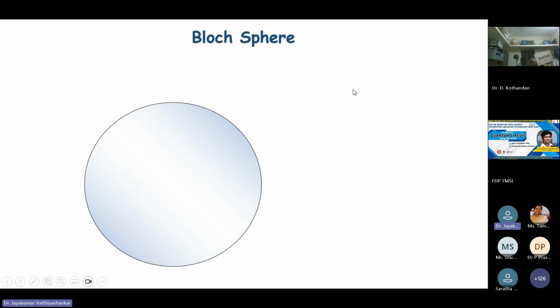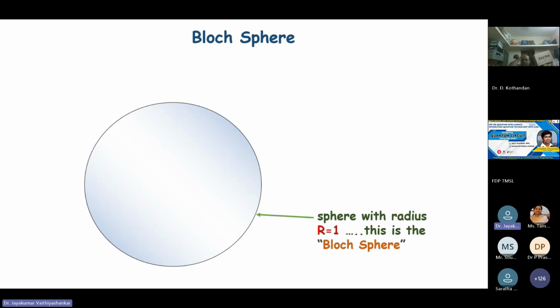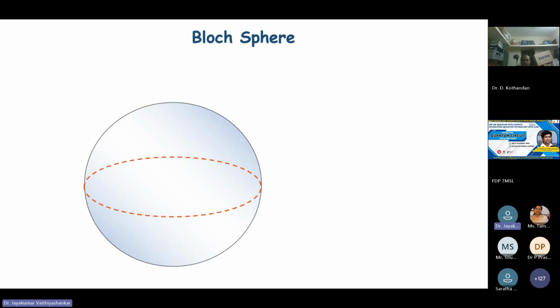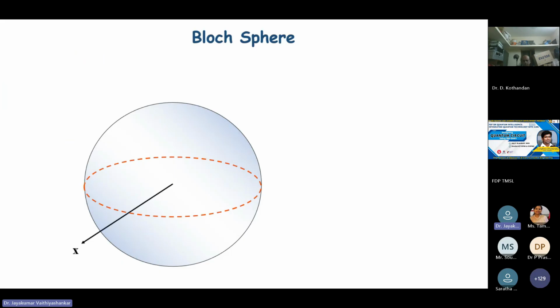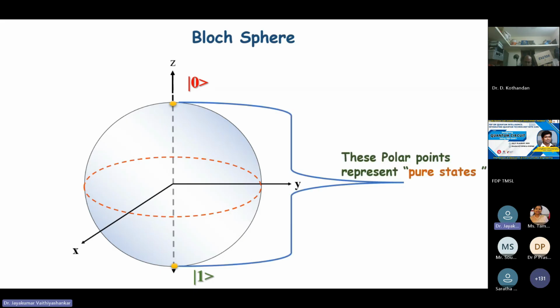So we are using the Bloch sphere. In the Bloch sphere, we are taking radius equal to 1. Then we are dividing that Bloch sphere into 2 hemispheres to represent a binary system or 2-level system. And we are taking 3 axes Cartesian coordinates to represent any 3-dimensional point. We are taking extreme points in the northern hemisphere and southern hemisphere to represent extremely opposite information: state 0 and state 1. And these 2 points are called pure states.